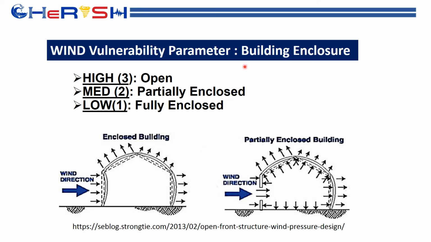The building enclosure is another wind vulnerability parameter. Buildings which are open will experience uplift pressure, and wind which enters the building will push and add additional pressure on the envelope. But buildings which are fully enclosed will experience only uplift pressure along the building envelope and a push in the other direction.